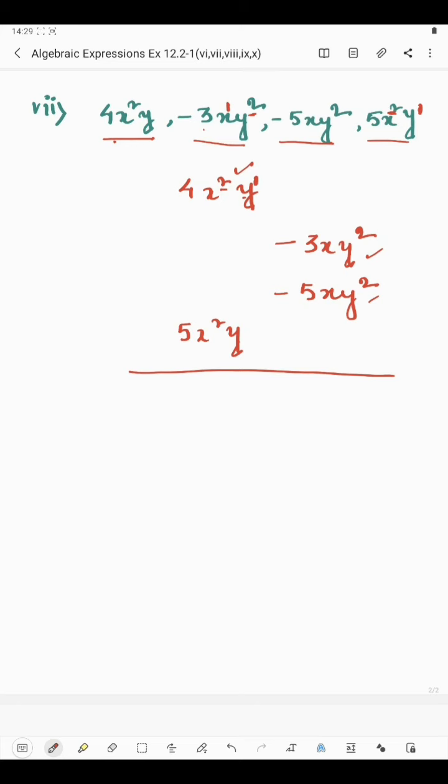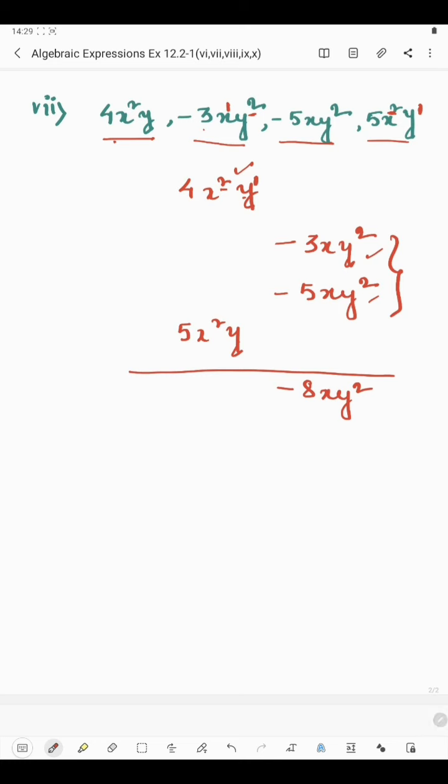Okay, now here these and these are like terms, right? Now here both are having negative sign, so we know that minus minus will become plus. So 5 plus 3 will be 8xy square, and since both the digits have a negative sign, it will be minus 8xy square.